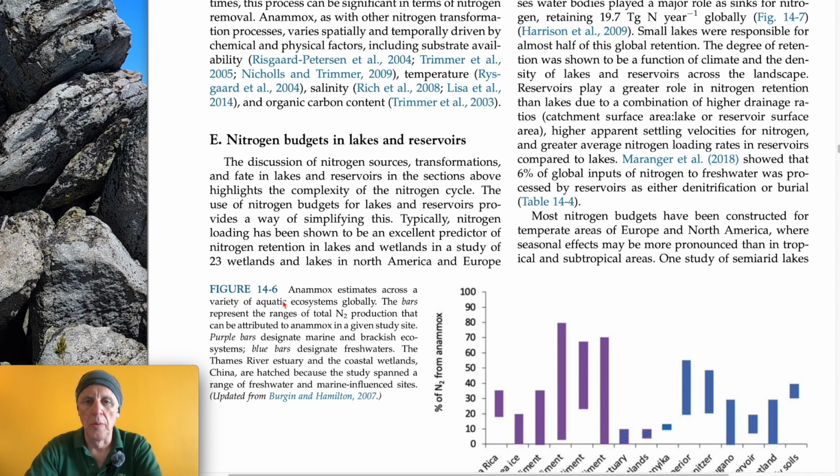Good day, everyone. So we're reviewing Wetzel's Limnology textbook. This is edition number 4, and we're on chapter 14, the nitrogen cycle. And today we'll be tackling the nitrogen budgets in lakes and reservoirs.